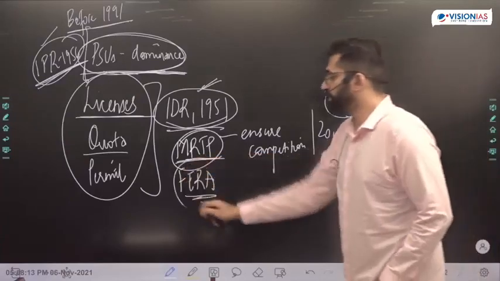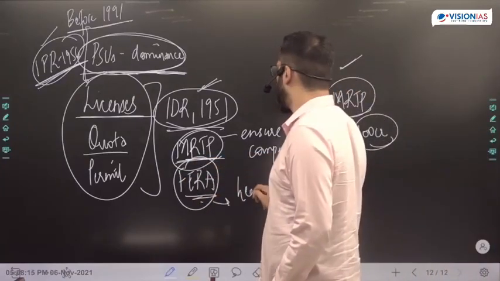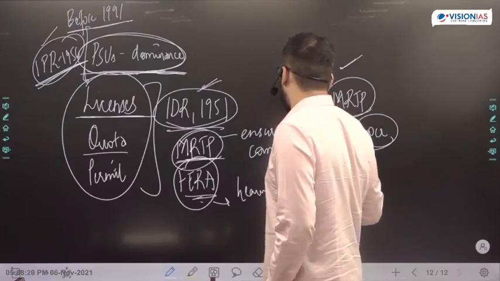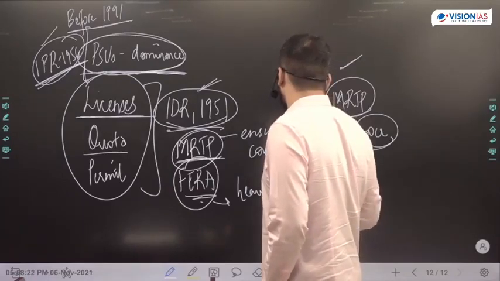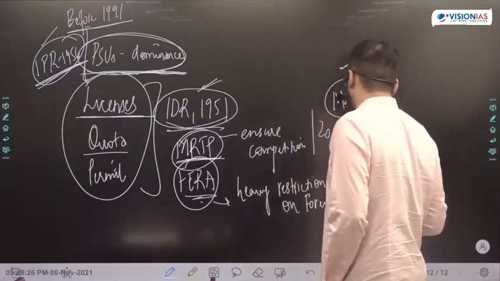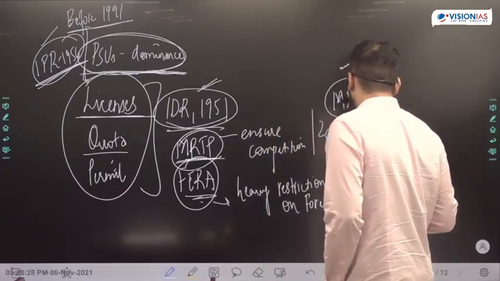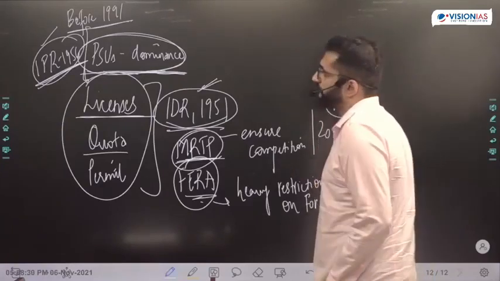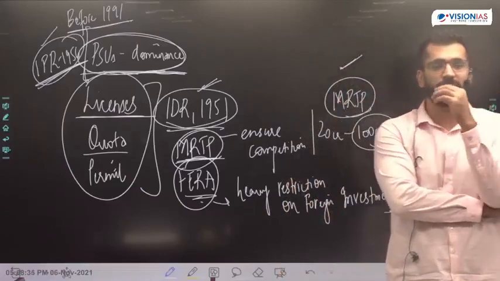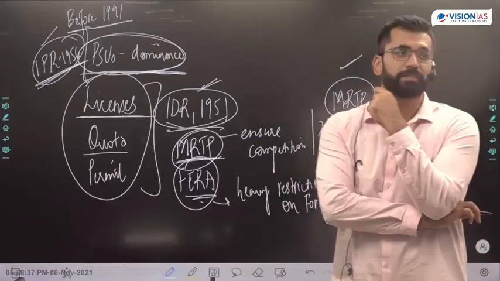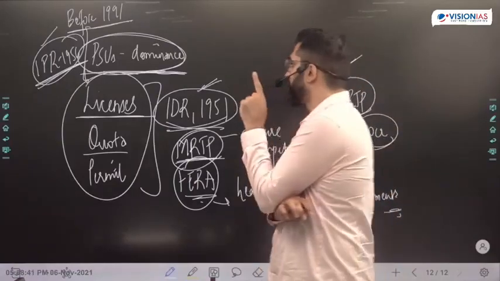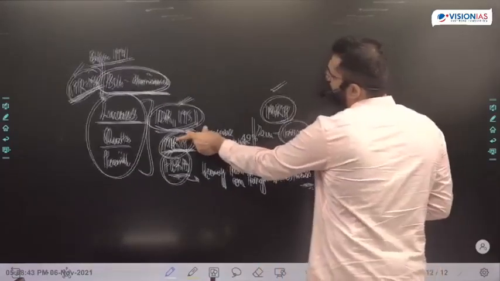And FERA, the Foreign Exchange Regulation Act, placed heavy restrictions on foreign investments, and use of forex was heavily curtailed. So this is your regime pre-91. And this we have discussed in the industrial structure when we were evaluating that this system has led to massive underutilization of capacity. What was the implication of this?